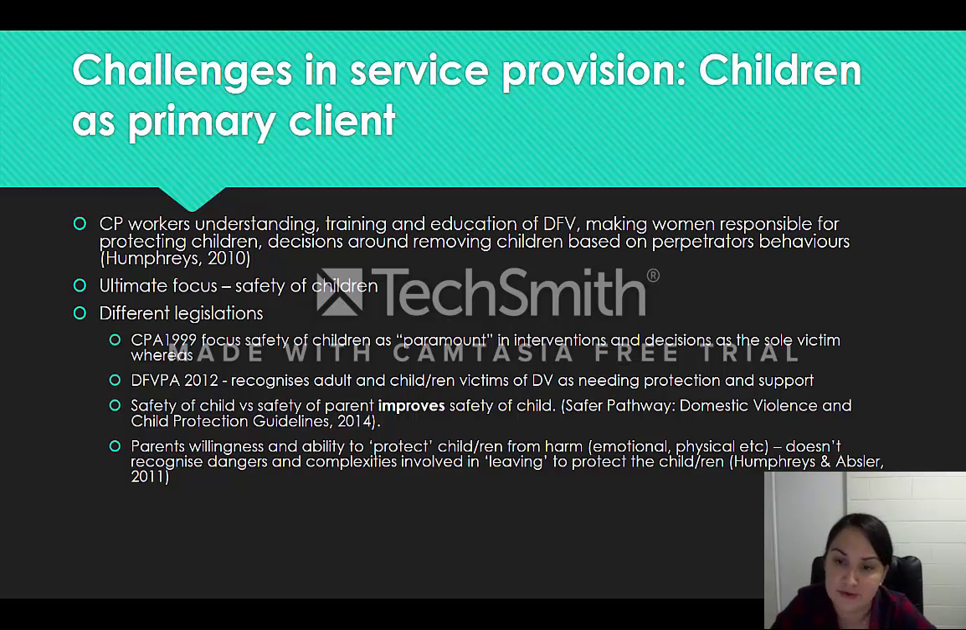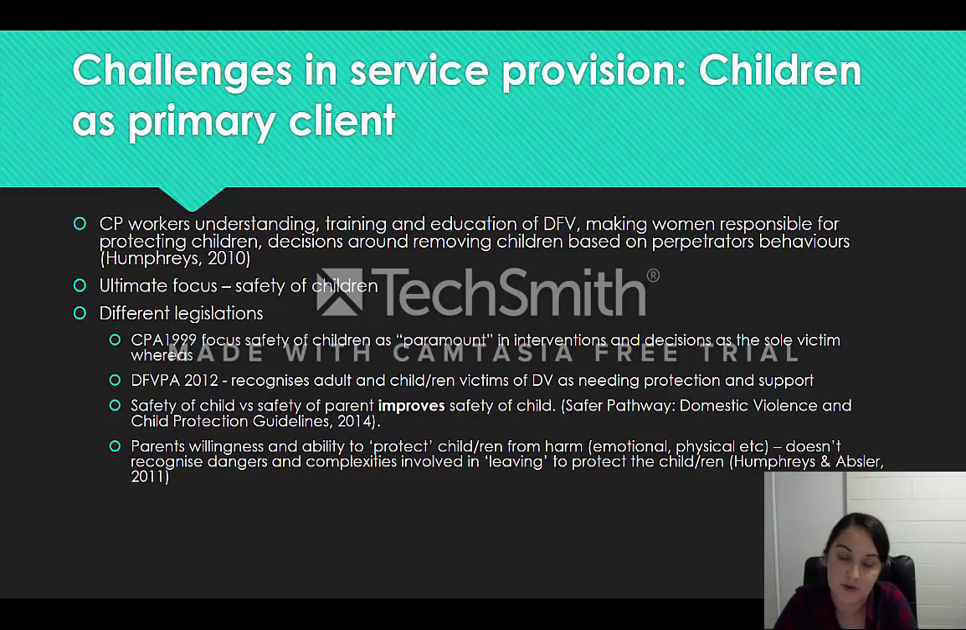Humphreys felt that this was an inappropriate ultimatum, that children may need to be separated from their mothers as a result of their mother's failure to protect. The ultimate focus of child protection is the child's safety. However, this does not take into account attachment and the harm that comes with breaking attachment between the child and their caregiver, who is most commonly the mother, who is also the victim of domestic violence.